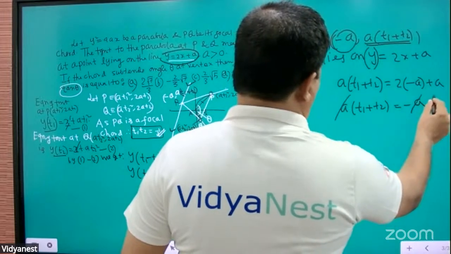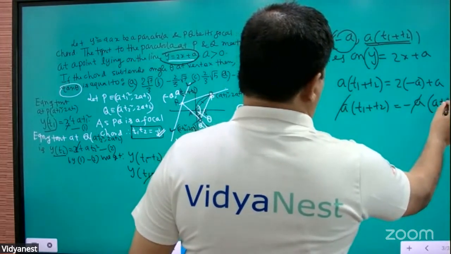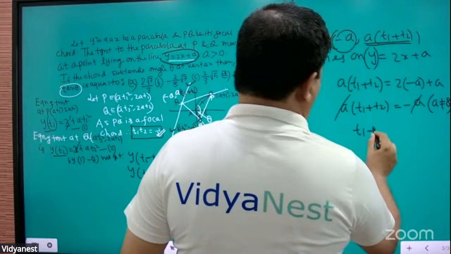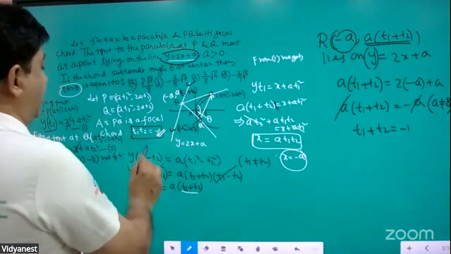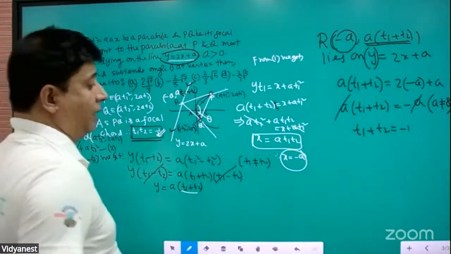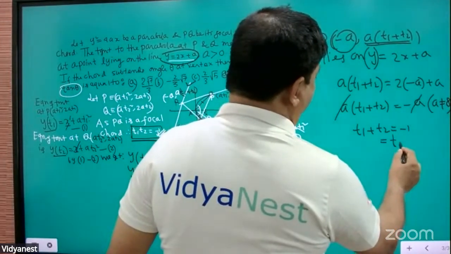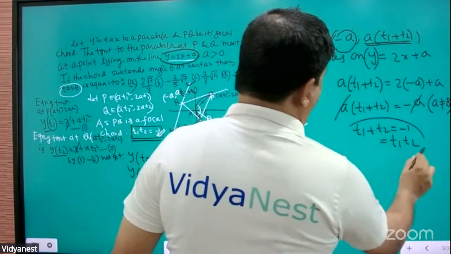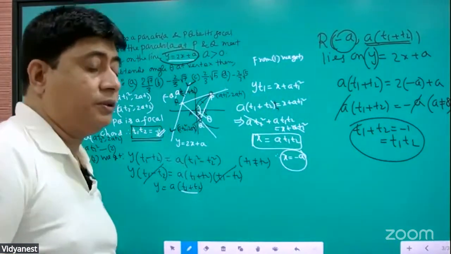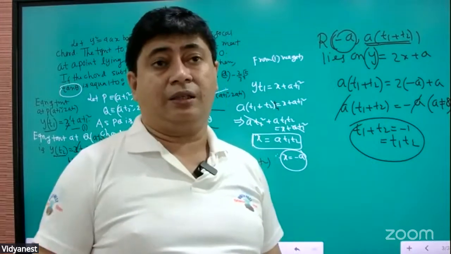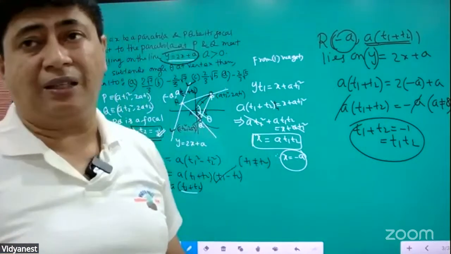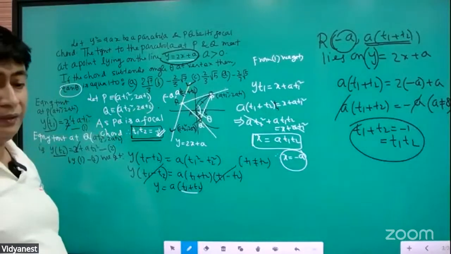From both sides, you cut a. So t1 + t2 = -1... we got t1 t2 also -1. So t1 + t2 is equal to t1 t2. You can ask me how we are privileged by this result. Okay. Now we are going to find the angle.